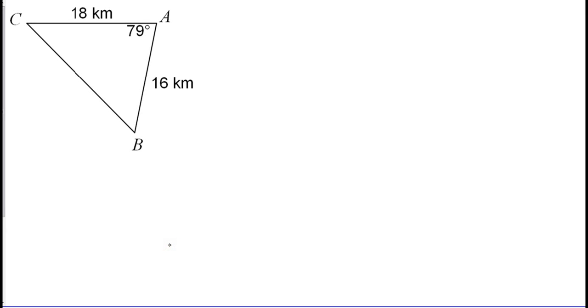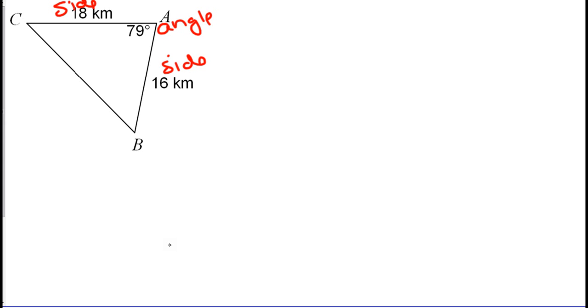Hello again. Here is one example of the law of cosines. And I know it's going to be the law of cosines because I have a side, an angle in between, and another side. Remember, you do law of cosines when you have a side, angle, side, or you have three sides.